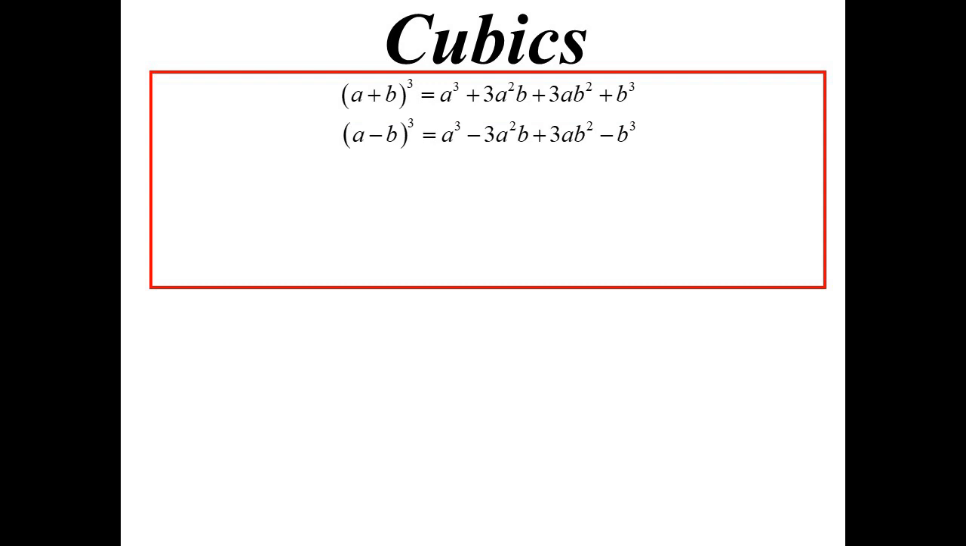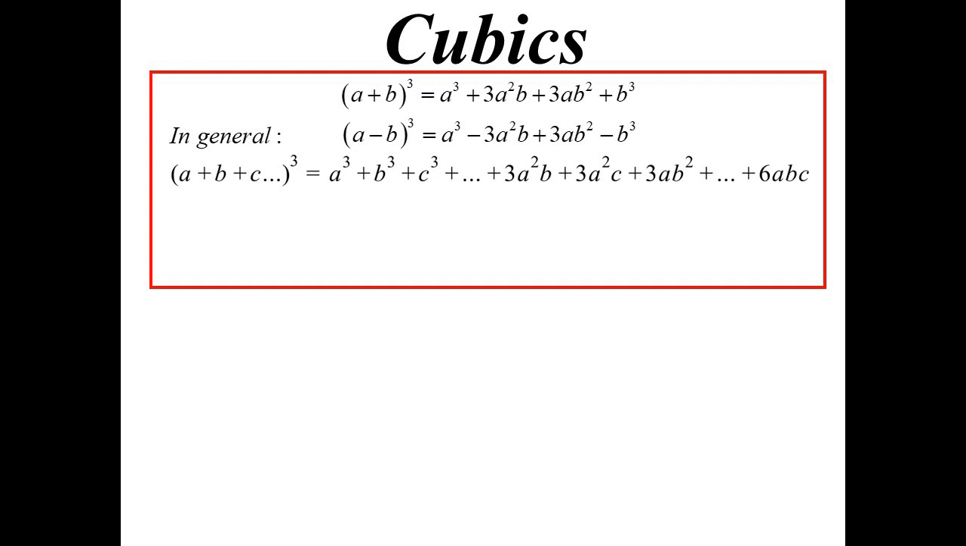When it's negative, the signs alternate. Plus minus, plus minus. So in general, we could generalise this. If you have a whole heap of them cubed, you will always get this pattern. A cubed plus b cubed plus c cubed, so all the terms cubed. Then you always get 3 lots of all the possibilities where one of the pronumerals is squared and the other one's to the power of 1.